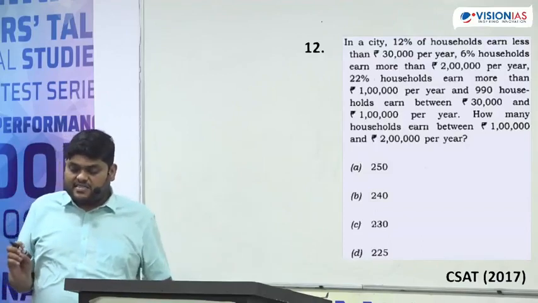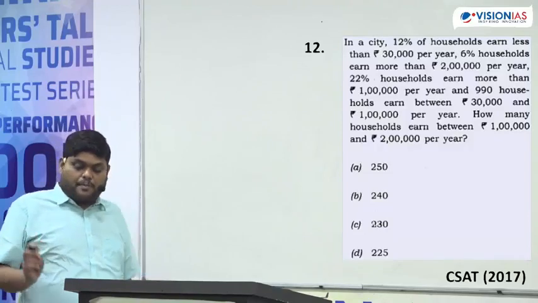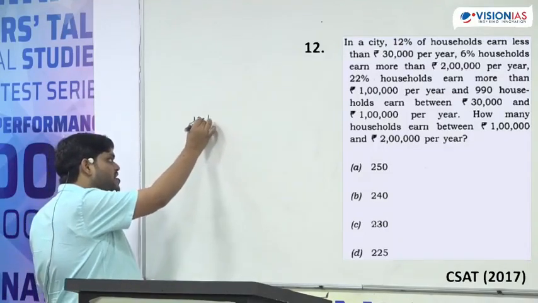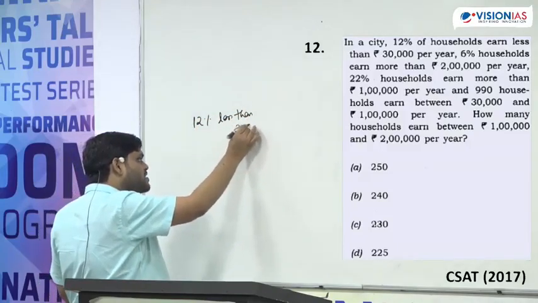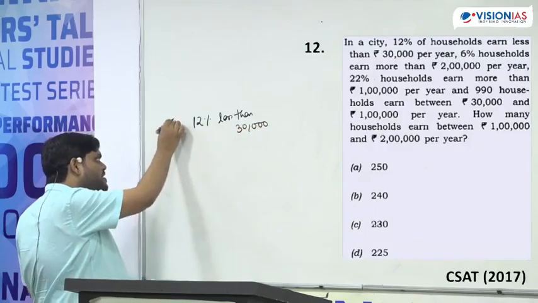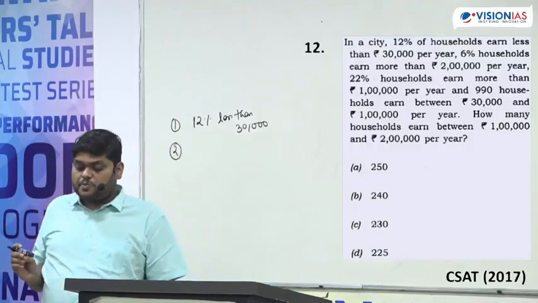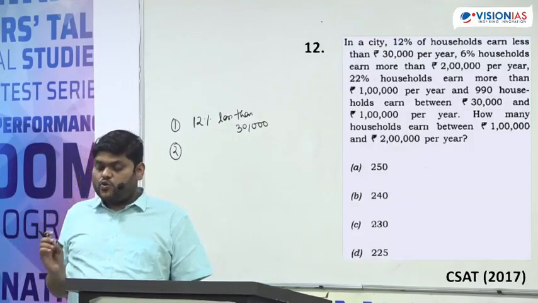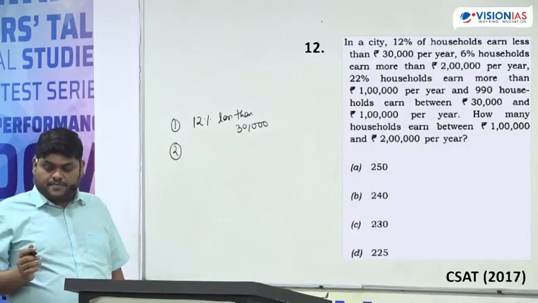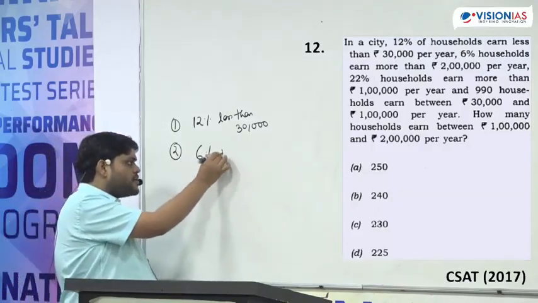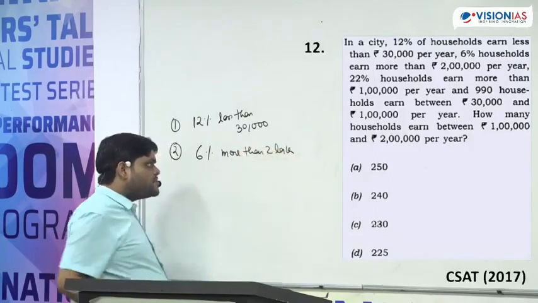The first statement is, in a city, 12% of households earn less than 30,000 per year. So 12% earn less than 30,000. This is the first statement. Now the second statement is, 6% of households earn more than 2 lakh per year. How many? 6% earn more than 2 lakh. Okay.